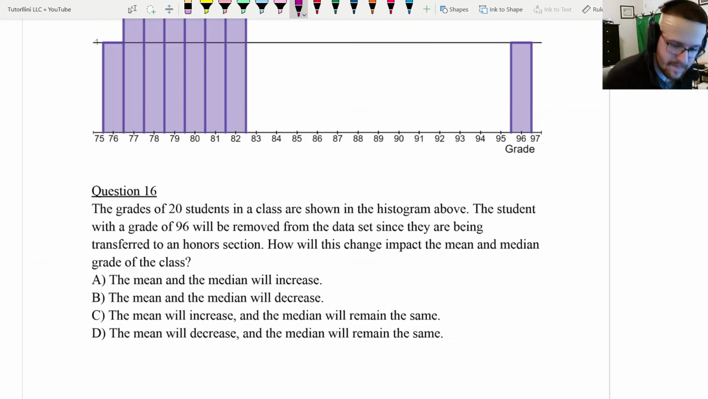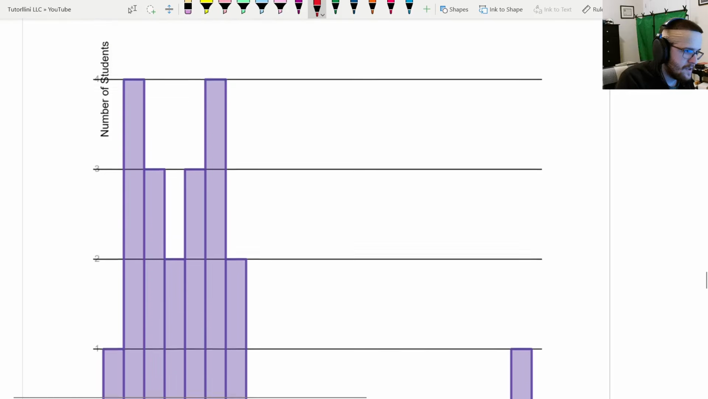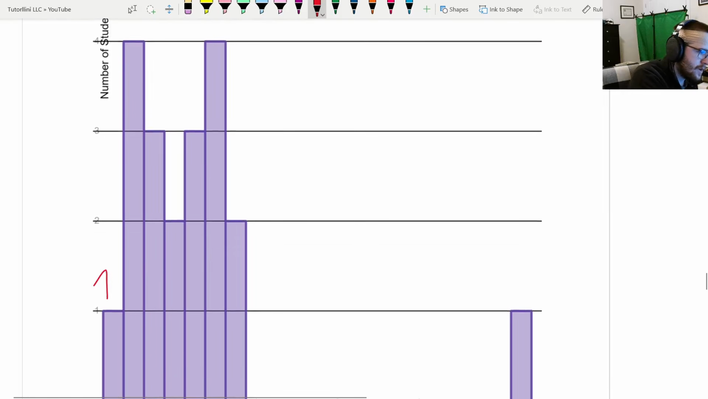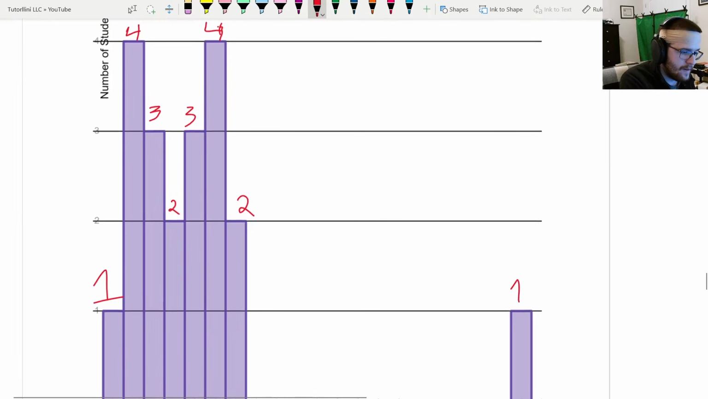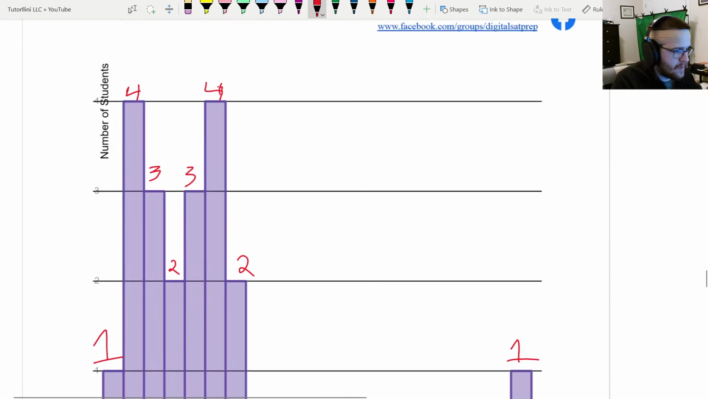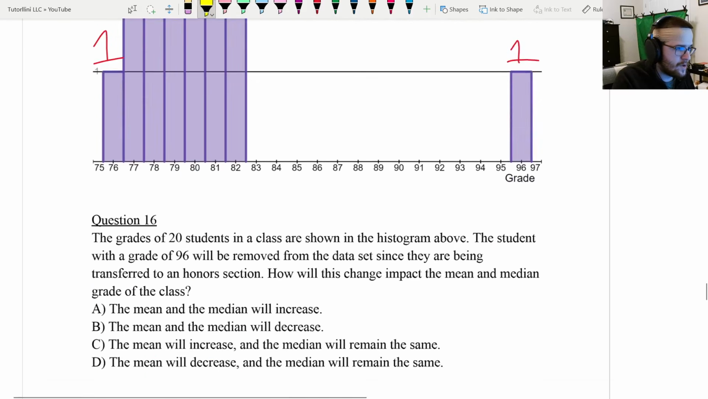Okay, question 16. So for this one, we might have to do some calculations. So why don't I first write the numbers on top of the bars? Did a terrible job trying to fit this on the screen here. Okay, 1, 4, 3, 2, 3, 4, 2, 1. And if we added up all those red numbers, 1 plus 4 plus 3 plus 2 plus 3 plus 4 plus 2 plus 1, we would get 20, but it kind of doesn't matter because they told us there's 20 students in the class.